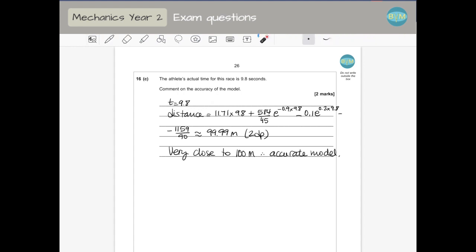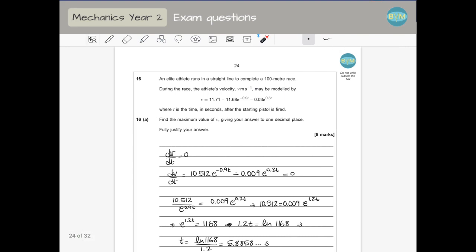Yeah, so write a conclusion, something like this, because one line is going to be for your working out and the other to decide if it's accurate or not. Yeah, and that's all with this question.